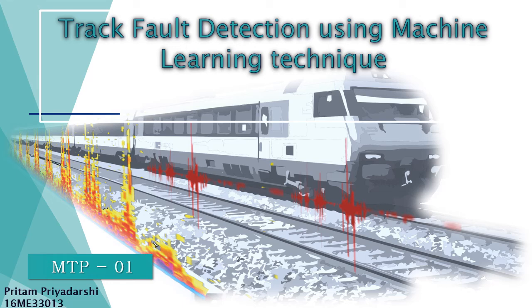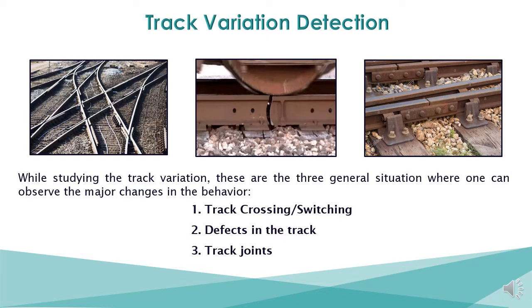The topic of my this semester MTech project is track fault detection using machine learning techniques. So first of all, let's talk about what are the general situations where we can observe the changes in the behavior of a track. The first situation where we can see the changes is while track crossing and switching. The second one is at the location of the track joints. And the third is at the location where there is a crack or defect present on a track.